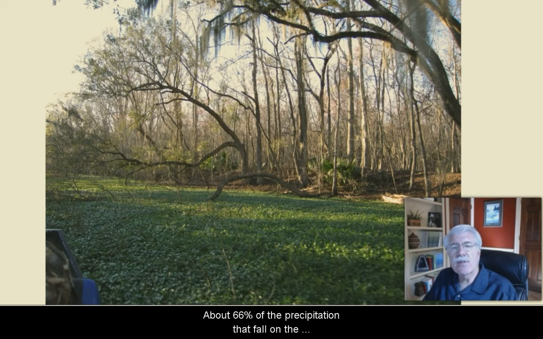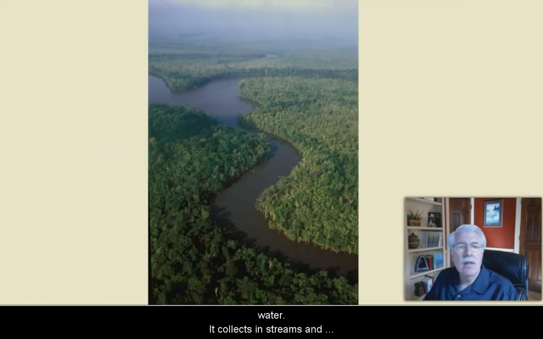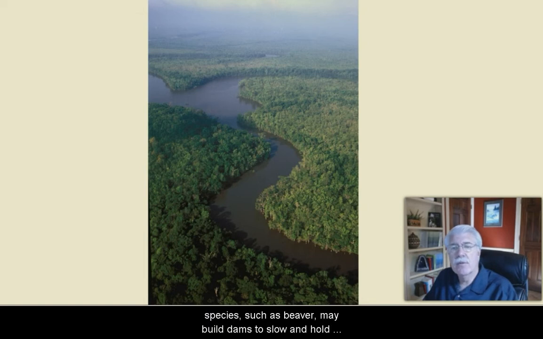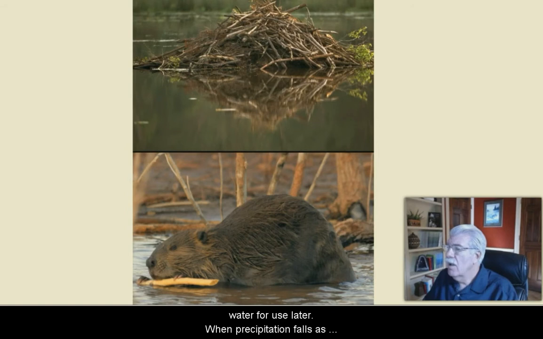About 66% of the precipitation that falls on the continental United States each year returns to the atmosphere right away. Half of the rest runs off the surface of the land. This is called surface water. It collects in streams and flows to the ocean. People and some wildlife species, such as beaver, may build dams to slow and hold water for later use.